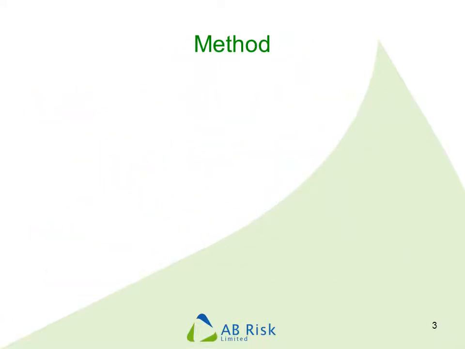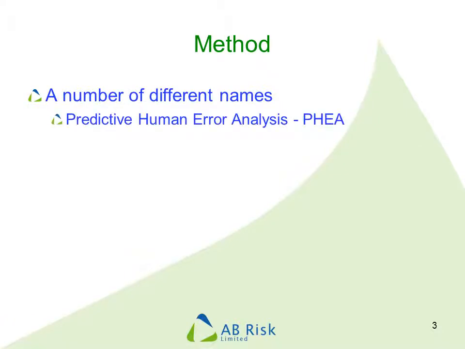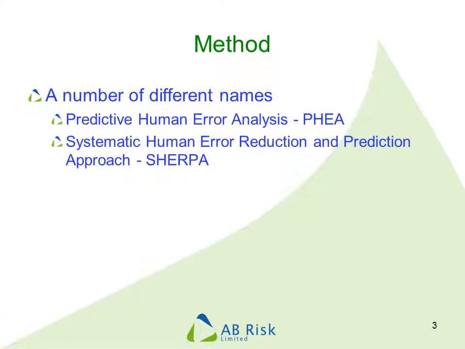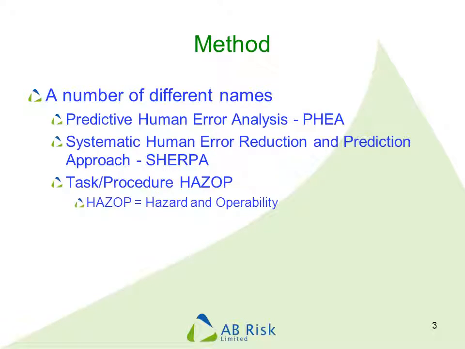A number of different names have been given to HEA over the years. Examples: FEAR, SHERPA. It's sometimes called a task or procedure HAZOP, where HAZOP is a well-known technique of assessing hazard and operability of a system. To be honest, these are all essentially the same and tend to use very similar prompt sheets, and the same approaches I'm going to talk about today.